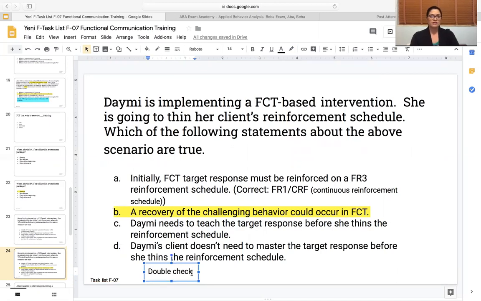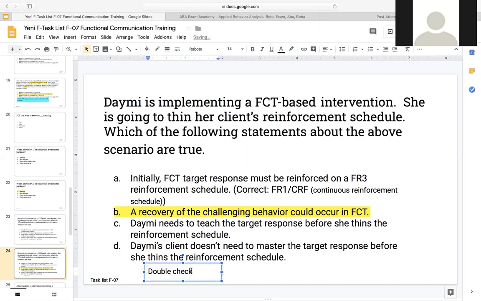A recovery of the challenging behavior could occur in FCT. That is in Cooper, I believe. Is that because of racism? Yes, good. You want to explain a little bit more about it?